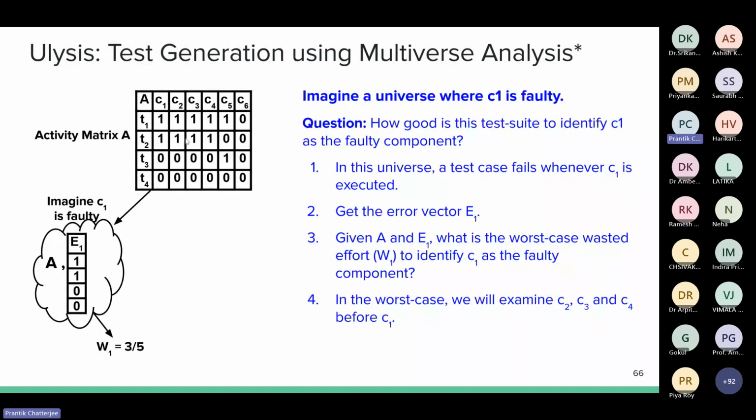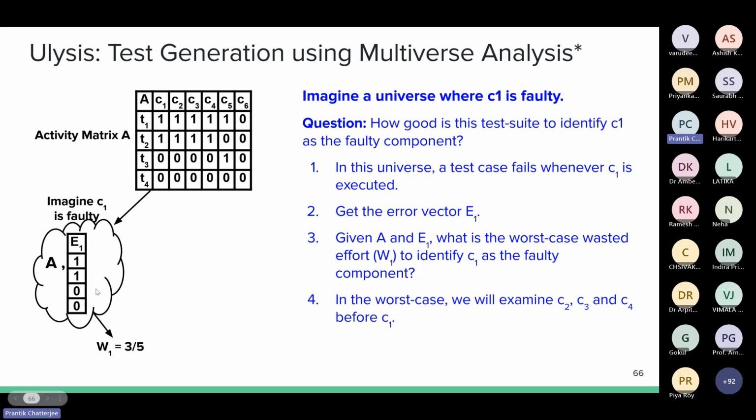To compute the score, or to perform this multiverse analysis, we start imagining universes. In the first universe, we imagine that this first component is the buggy component. If you also assume perfect detection, meaning that you will only get a failing test case if C1 is executed, and otherwise you will not get a failing test case, then in this imaginary universe, what will be your error vector?